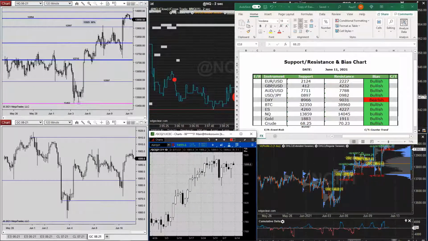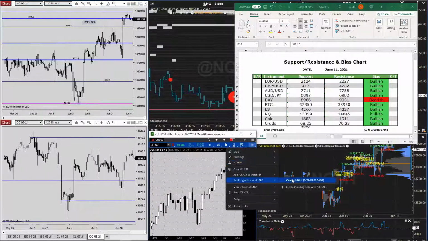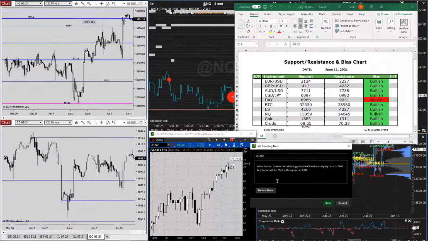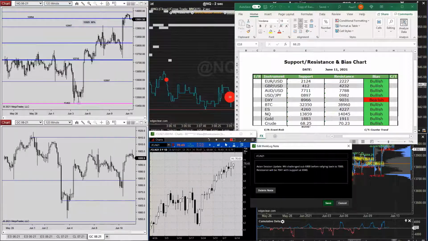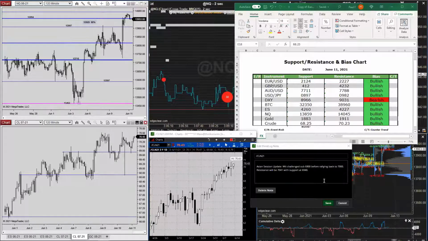And lastly, crude oil. So crude challenged the sub 69 area before rallying back to $70. Resistance will be 70.41, and we're actually at 70.43 right now. It's going to be 70.41 with support at 69.40.